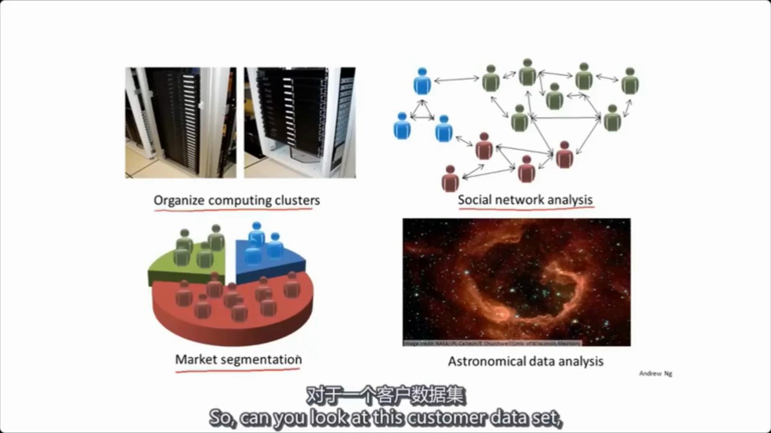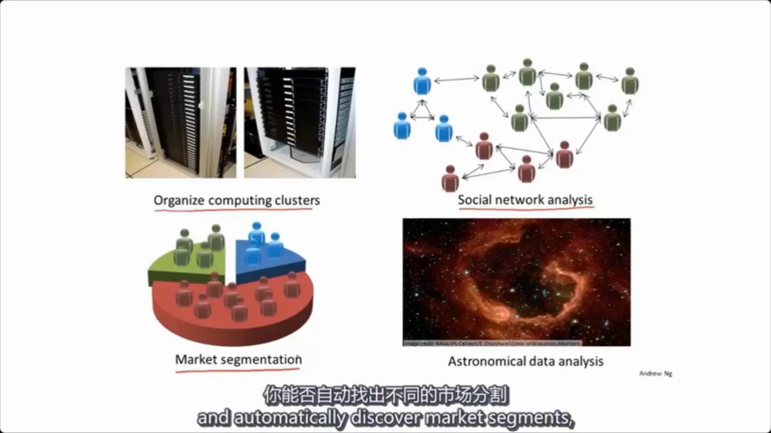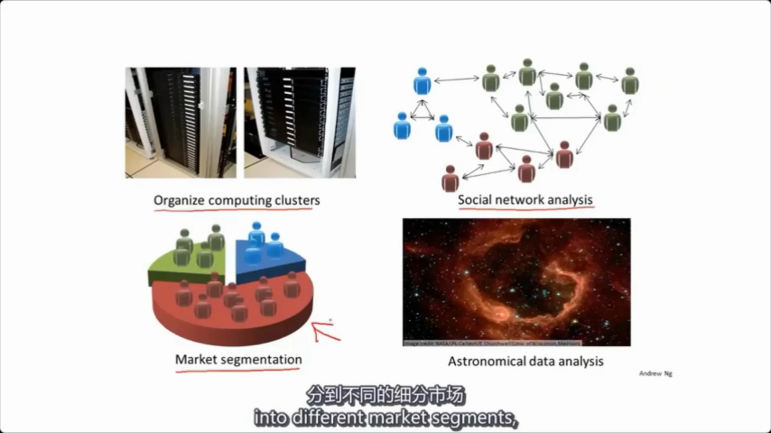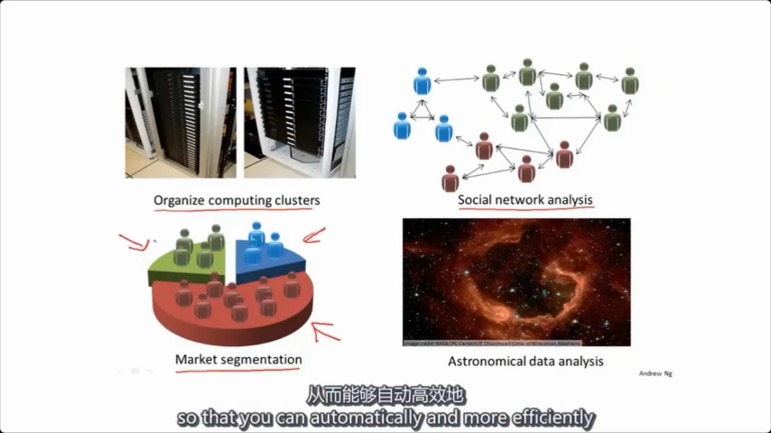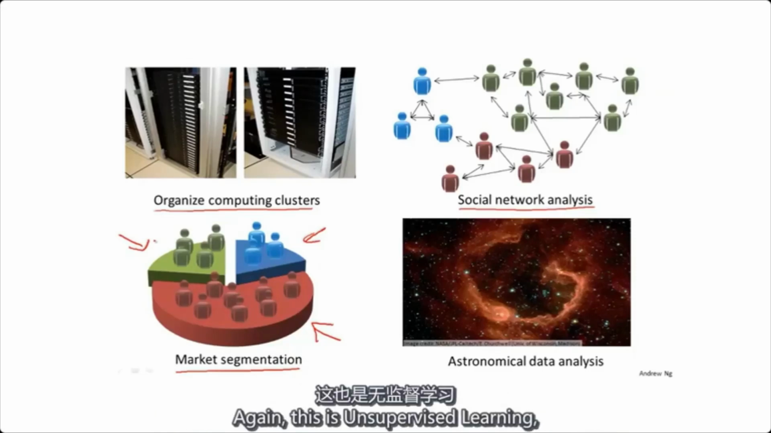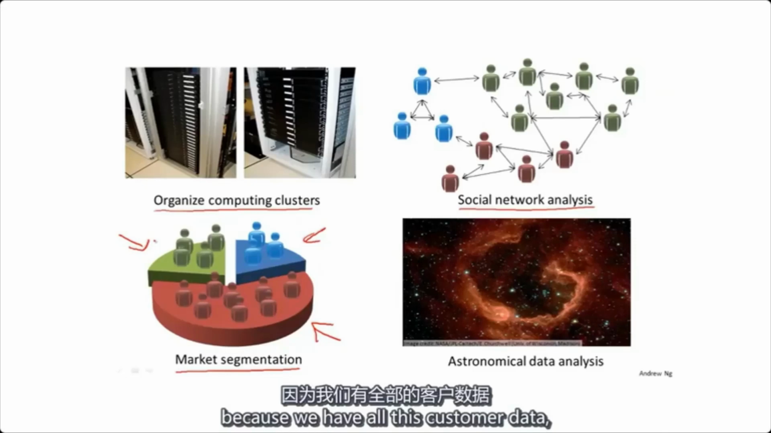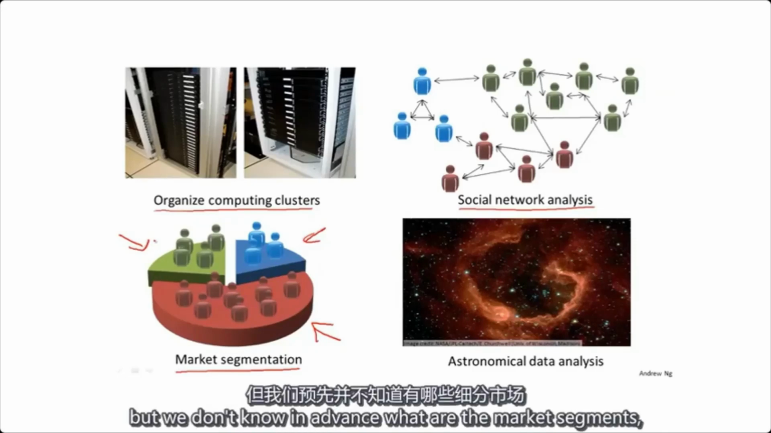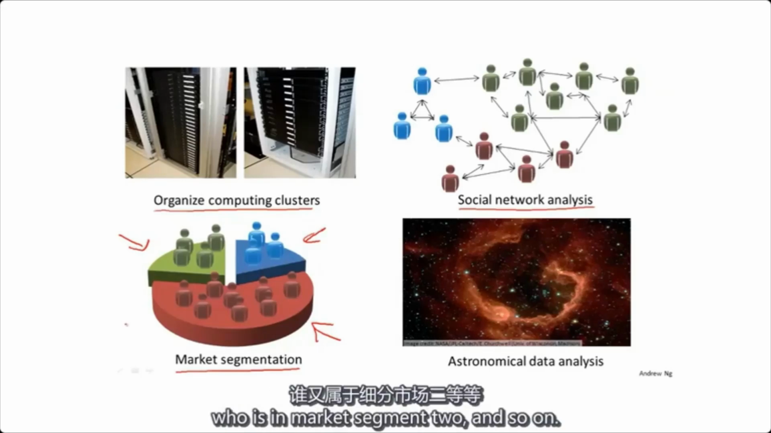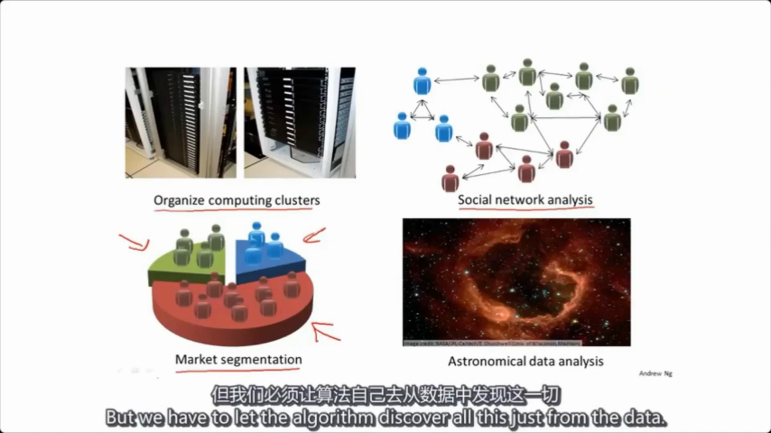So can you look at this customer data set and automatically discover market segments and automatically group your customers into different market segments so that you can automatically and more efficiently sell or market to your different market segments together? Again, this is unsupervised learning because we have all this customer data, but we don't know in advance what are the market segments, and for the customers in our data set, we don't know in advance who is in market segment 1, who's in market segment 2, and so on. But we have to let the algorithm discover all this just from the data.